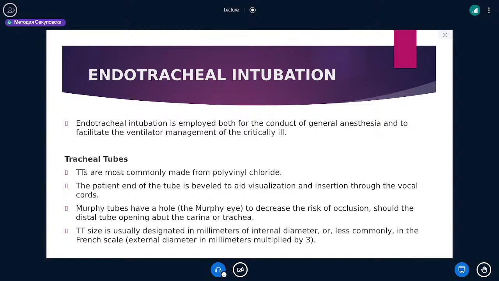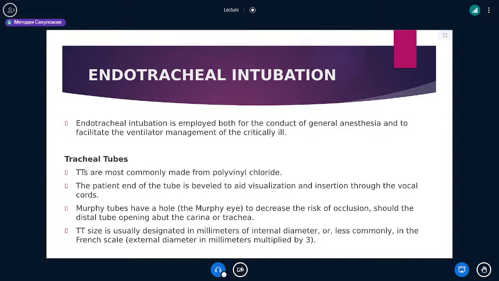And yes, the love of us anesthesiologists is endotracheal intubation, either oropharyngeal or nasopharyngeal. What is important? Endotracheal intubation is employed both for the conduct of general anesthesia and to facilitate the ventilatory management of the critical airway. Tracheal tubes are most commonly made from polyvinyl chloride. The patient's end of the tube is angled to aid visualization and insertion through the vocal cords. Murphy tubes have a hole, the Murphy eye, to decrease the risk of occlusion should the distal tube opening abut the carina or trachea.